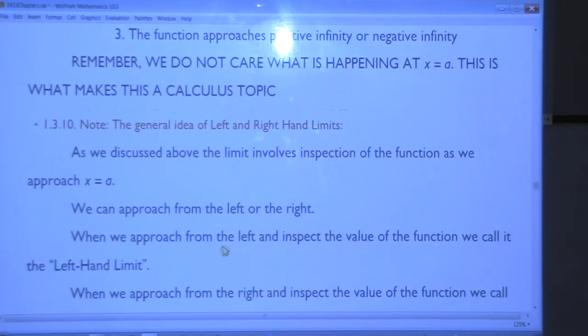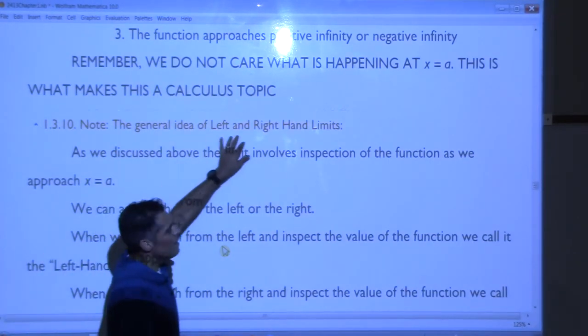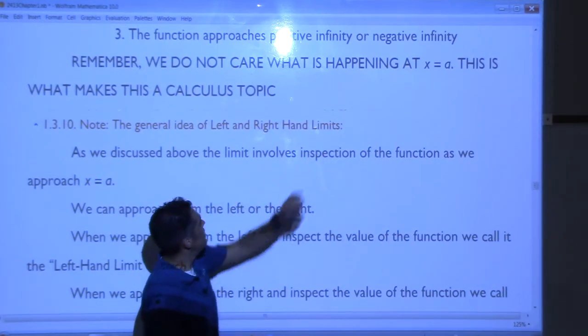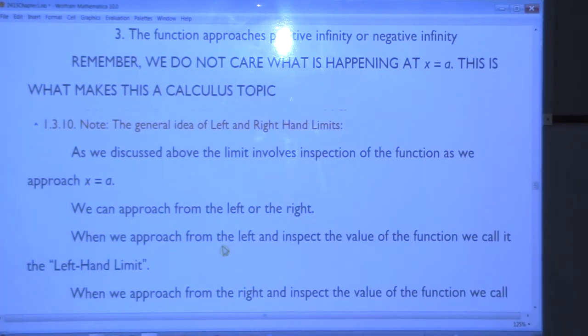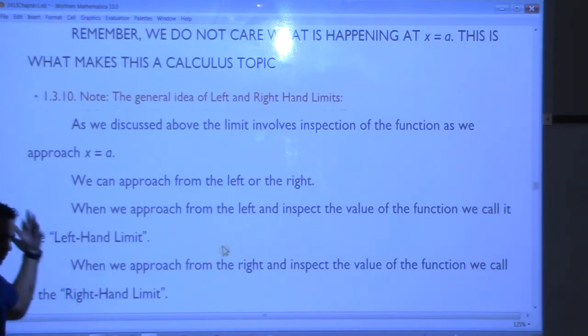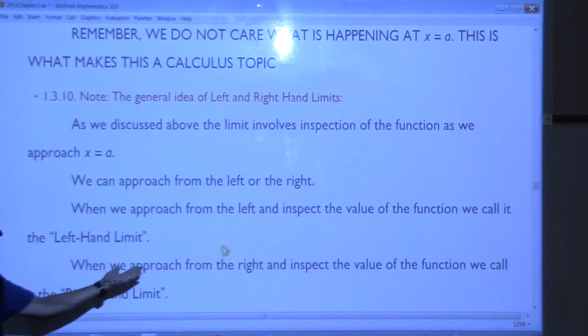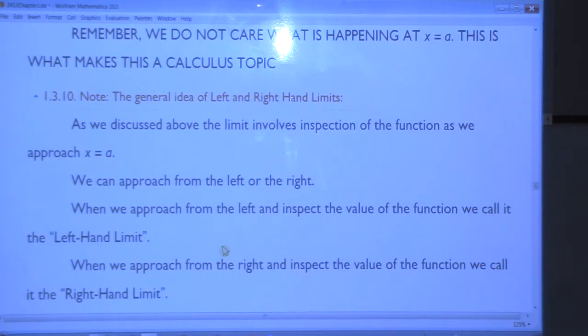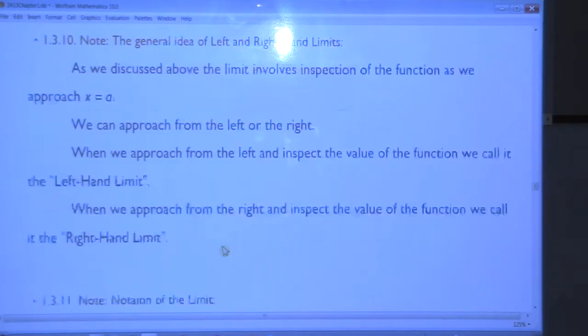Okay, the general idea of the left and right hand limits. As we discussed, as we approach A, we can either approach from the left or the right. When we approach from the left, we call it the left hand limit. And when we approach from the right, we call it the right hand limit. So these are just terminology.